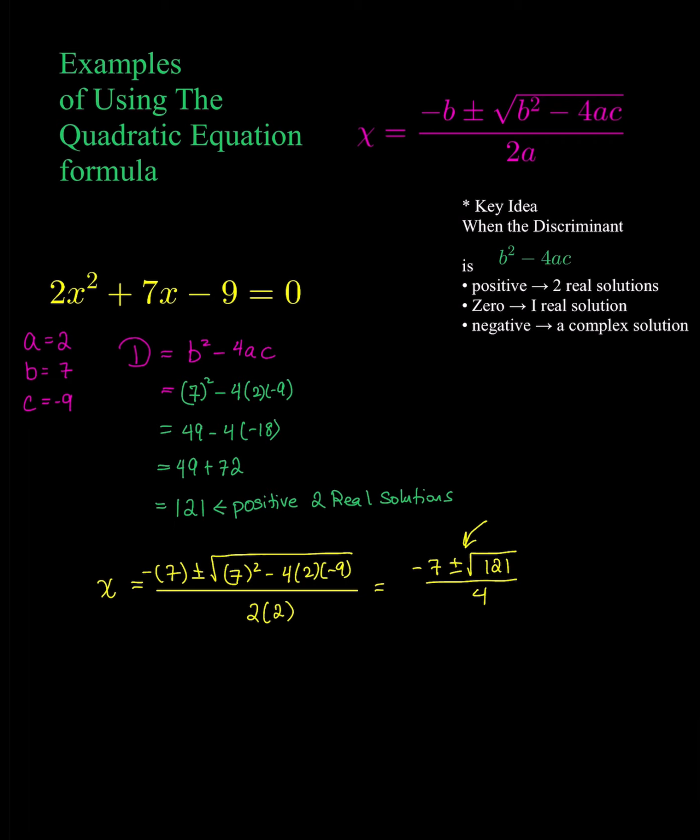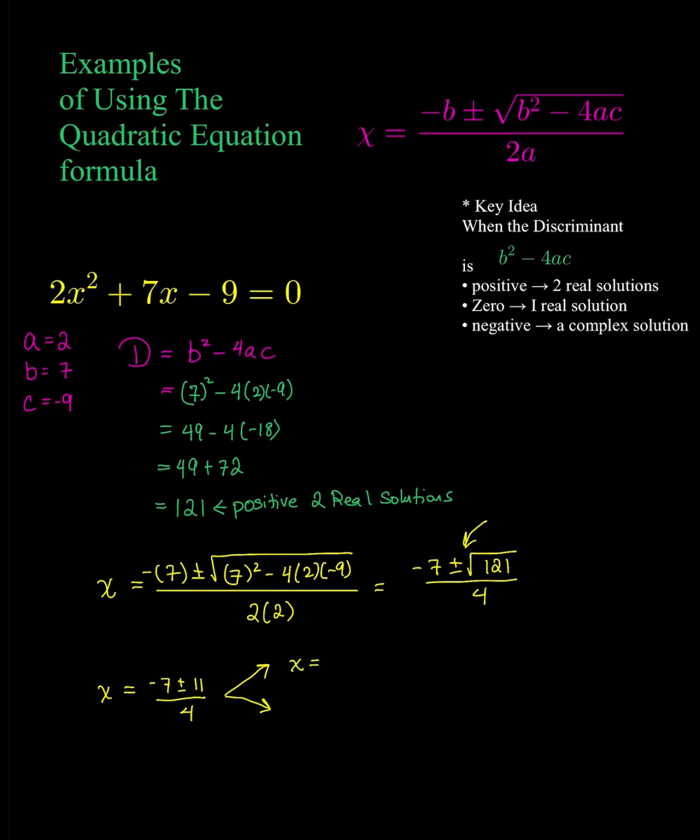But before we show what those two solutions are, we have to recall what the square root of 121 is. For those of us unfamiliar, the square root of 121 is 11. In other words, if I take 11 and multiply it by itself, I'll get 121. So therefore, the reverse holds true. The square root of 121 is just 11. So we will have negative 7 plus minus 11 all over 4. There are two possible solutions, and we'll show both of them here.